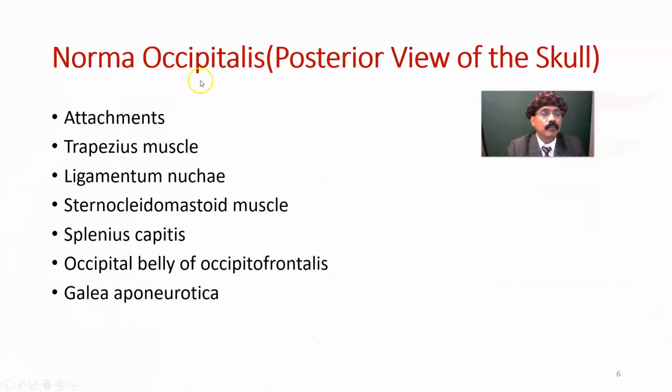Attachments on the Norma Occipitalis: the trapezius muscle has its origin from the external occipital protuberance and the medial third of the superior nuchal line. The upper part of the ligamentum nuchae is attached to the external occipital protuberance. The sternocleidomastoid muscle has its insertion on the lateral half of the superior nuchal line, including part on the mastoid process. Splenius capitis lies just under the sternocleidomastoid and has its insertion there.